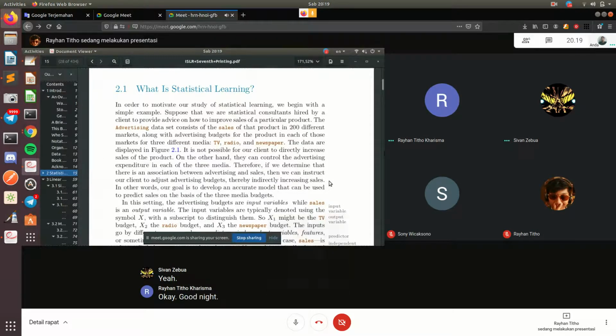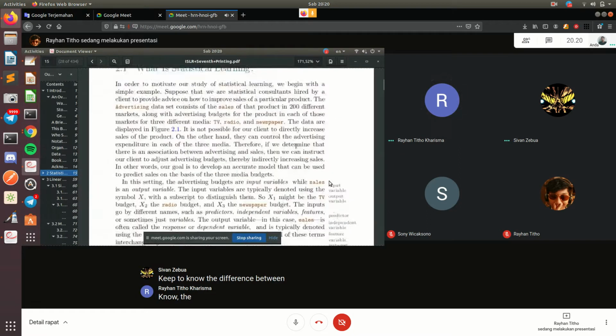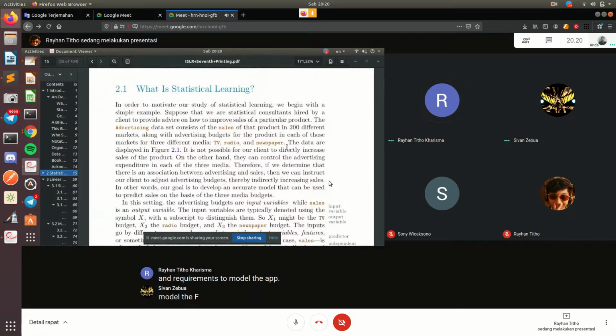Good night. Hey, evening. So in this session, I will try to explain introduction to statistical learning and why we need to model the relation between input and output, which we will call F. And to know the difference between parametric and non-parametric models to model the F, and last we'll try to learn about the difference between supervised and unsupervised learning, more on the mathematical term.